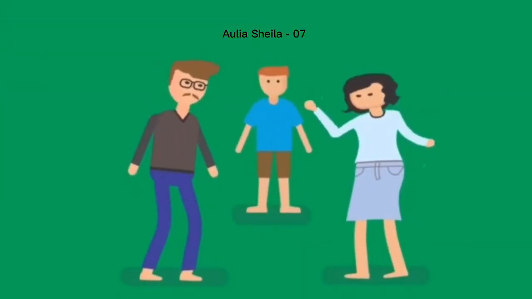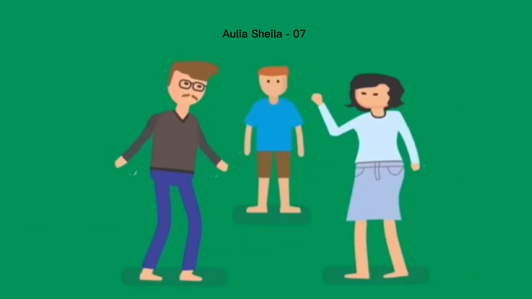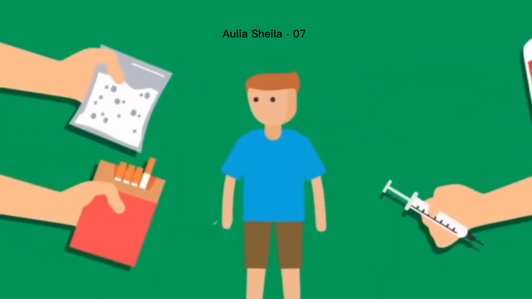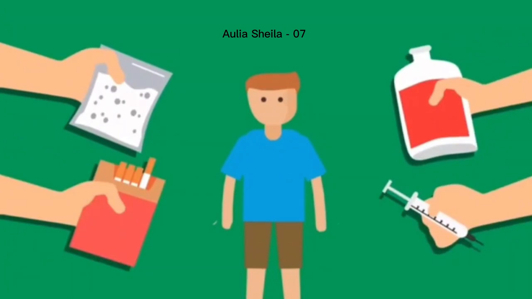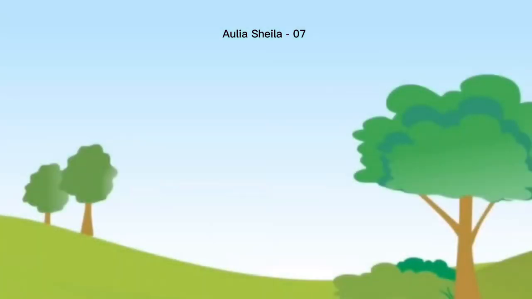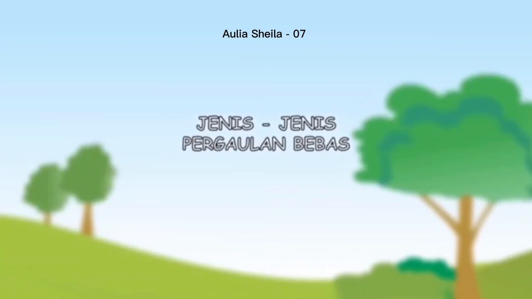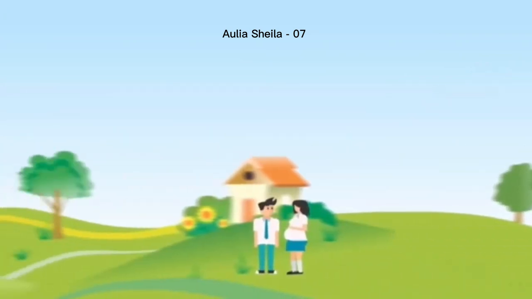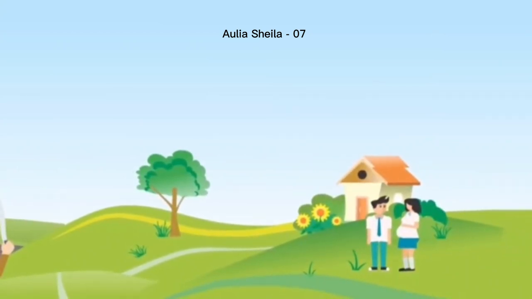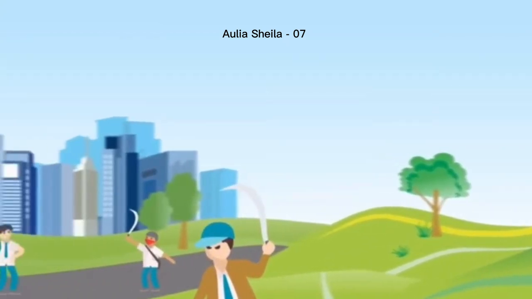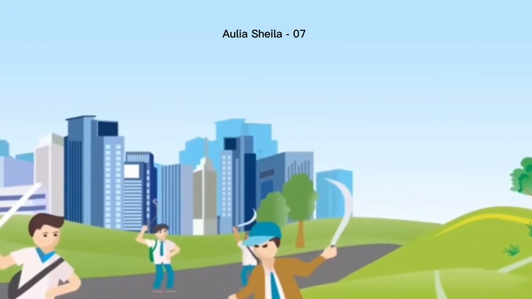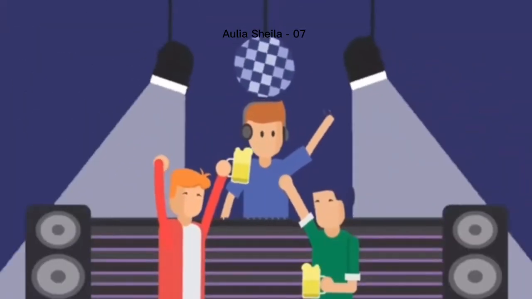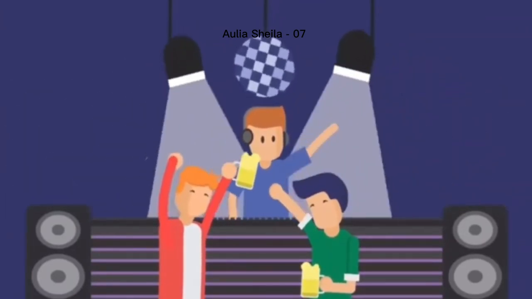Broken families can cause children to doubt their own happiness at home and easily fall into promiscuity. Types of promiscuity: free sex, brawling, drugs, and cigarettes, clubbing.